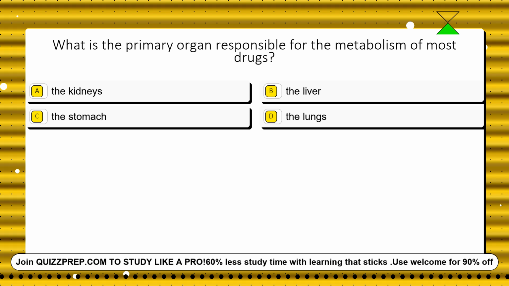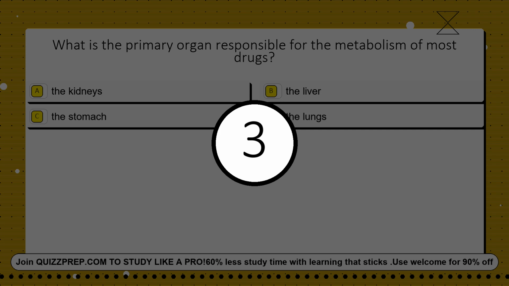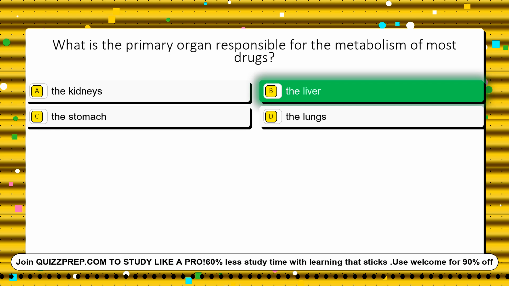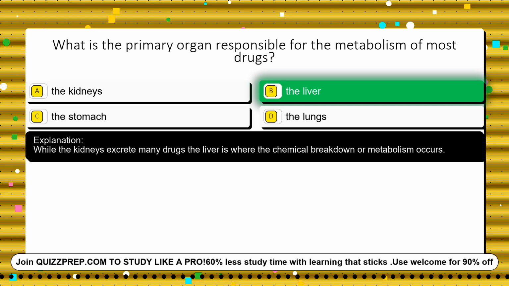Question 76. What is the primary organ responsible for the metabolism of most drugs? Option A, the kidneys. Option B, the liver. Option C, the stomach. Option D, the lungs. The correct answer is option B, the liver. While the kidneys excrete many drugs, the liver is where the chemical breakdown or metabolism occurs.